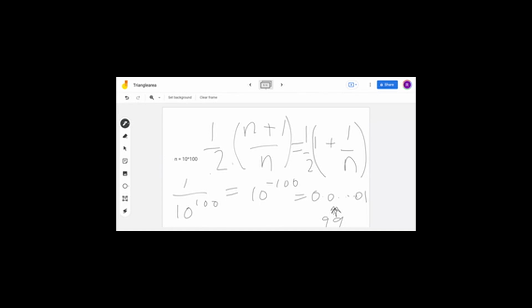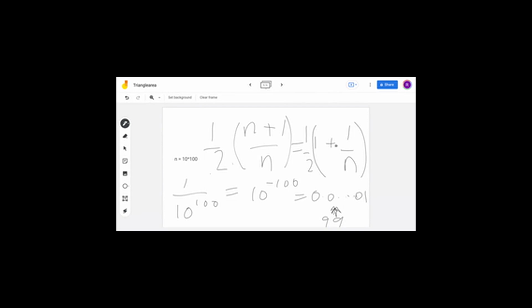Anyone who did not understand this part? Yeah, Naveen, go ahead. Tell me which part you're not clear about. Half of n plus 1 divided by n. Okay. So let's look at this n plus 1 divided by n. It is half times what is n plus 1 divided by n? I can also write it as 1 plus 1 by n.